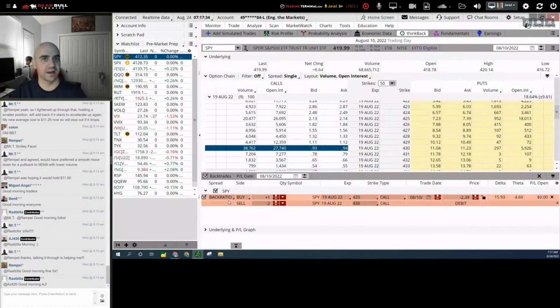This is a 1/2 back ratio where you're owning close to intrinsic or at the money premium in this particular example, and you're selling out of the money or extrinsic premium to pay for the trade. What's the pro and con of this one? Well, obviously, the more I sell, the lower this debit goes.